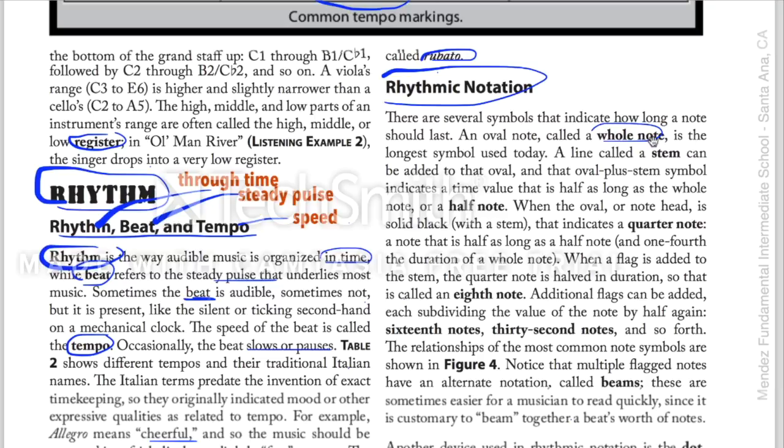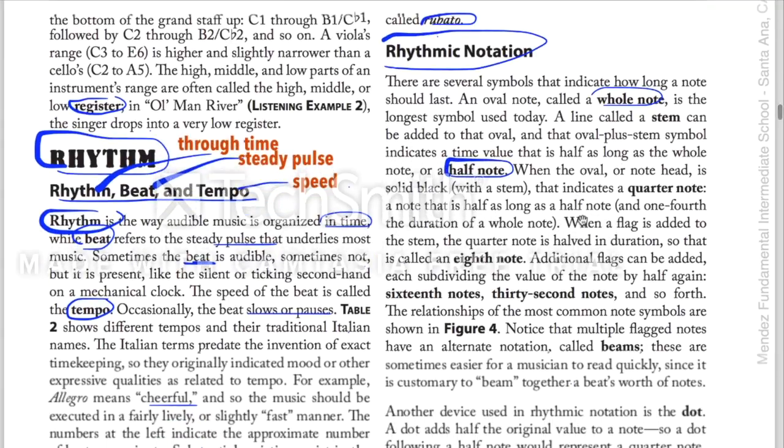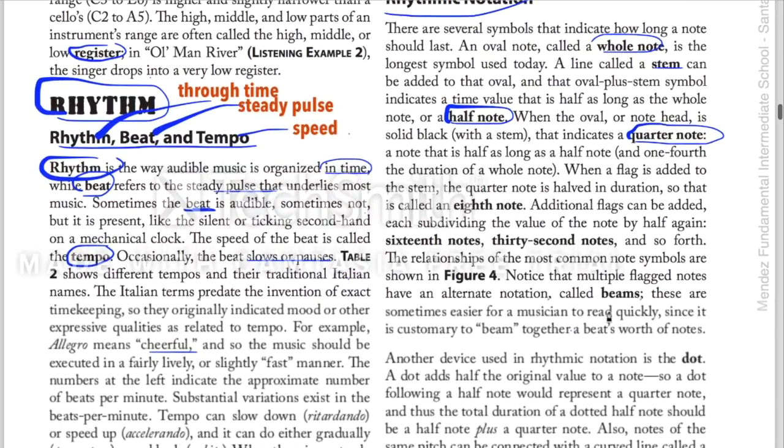So remember, if you have a whole note, it is just a regular oval. Okay, if you have a stem that's added to the oval, then that means that it is a half note. Okay, when the oval or note head is solid black, that indicates a quarter note. Okay, so that's 1/4. And a note that is half as long as a half note and 1/4 the duration of a whole note, right? So a quarter note is half of a half note and a quarter of a whole note. I think you guys know fractions, hopefully, so that won't be too crazy.